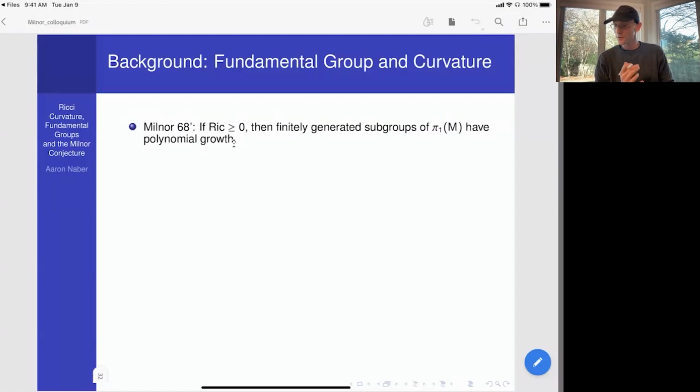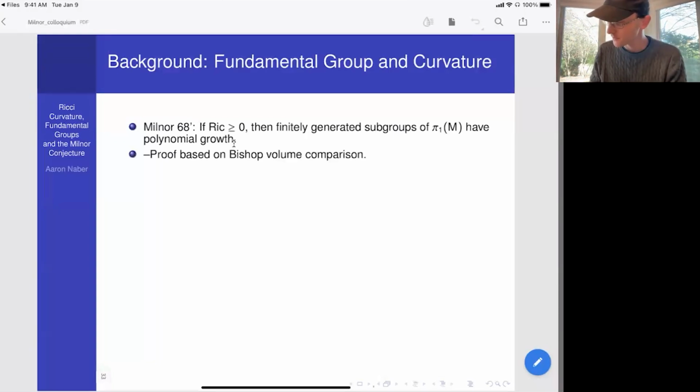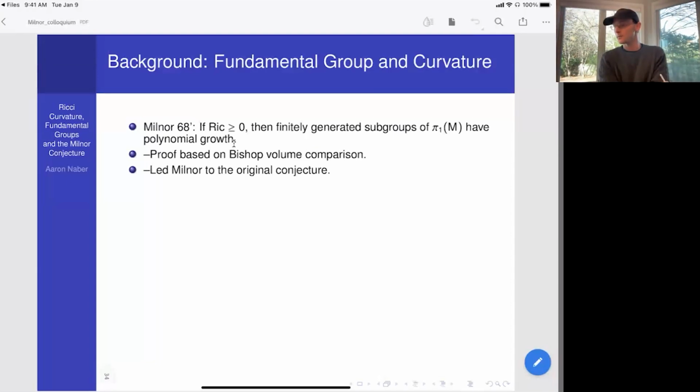So the first result out there is due to John Milnor in '68. And what he proved was the following. He proved that if Ricci curvature was non-negative, then finitely generated subgroups of the fundamental group have polynomial growth. Right? So this very abstract condition on group generation. It's fun to mention that the proof is based on Bishop volume comparison, so that this actually predates the Bishop–Gromov volume comparison, which is a word we hear like every 3 days. And this is obviously what led him to the original conjecture in the first place.